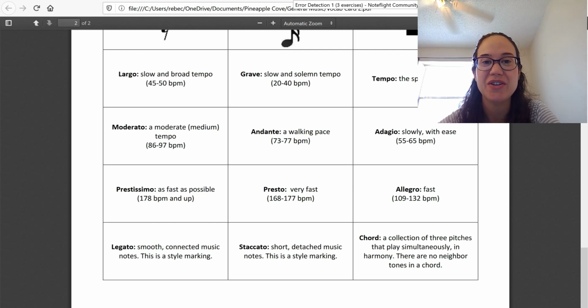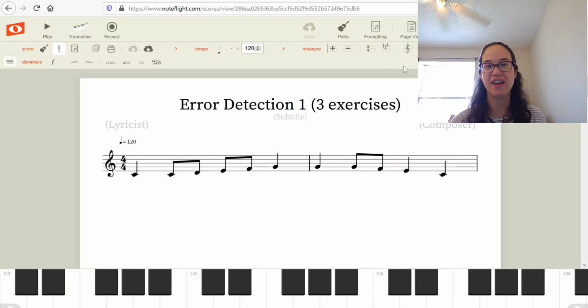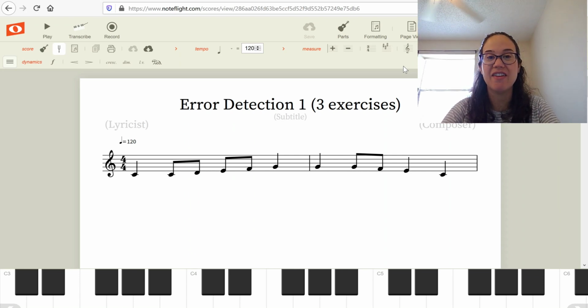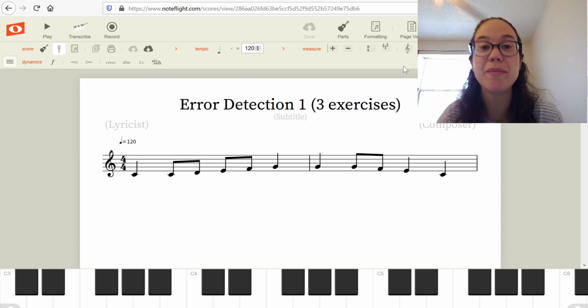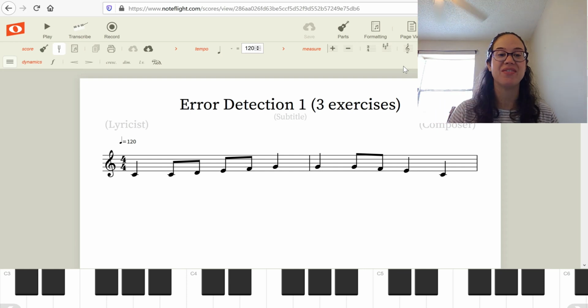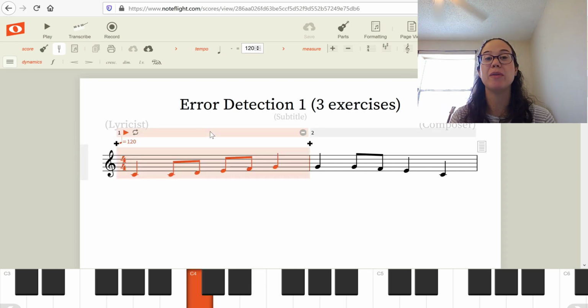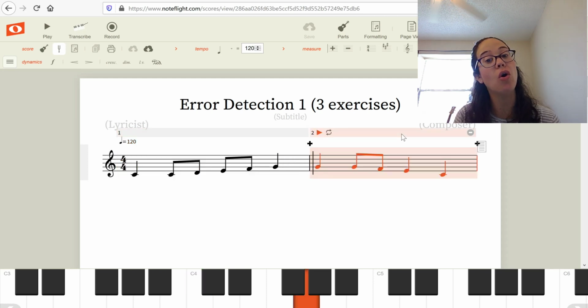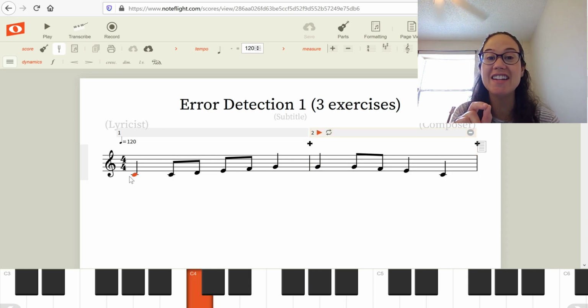And I'm going to show you error detection. Error detection is our new form of question. So when you see an error detection question, you're going to be given a 50-50 chance. Either there's going to be an error made by me in measure 1 or in measure 2. So I'll be singing this, but I'll be changing something somewhere.